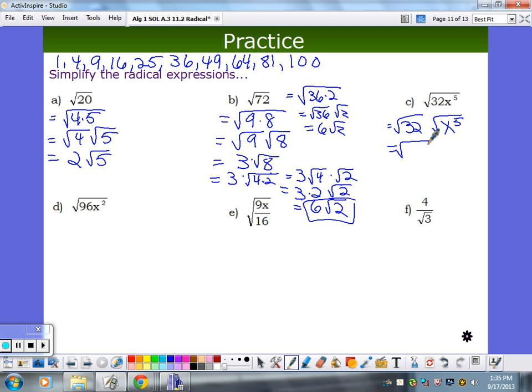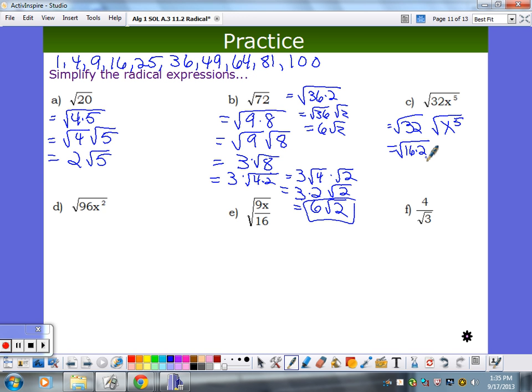There we go. So let's break that up into 16 times 2. Now let's look at x to the 5th. This is not a perfect square because it's an odd number exponent. What's the biggest perfect square? Meaning, what's the biggest exponent that's a factor of this? Hint, it's always one less than what you got.